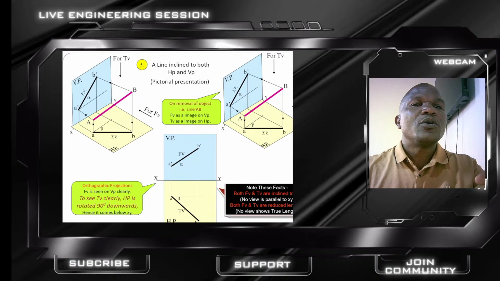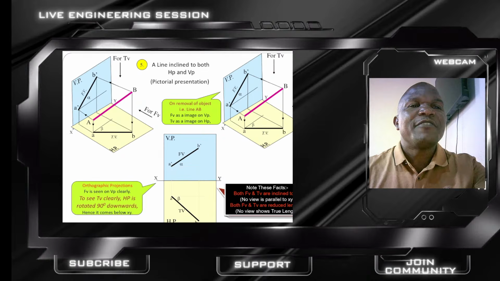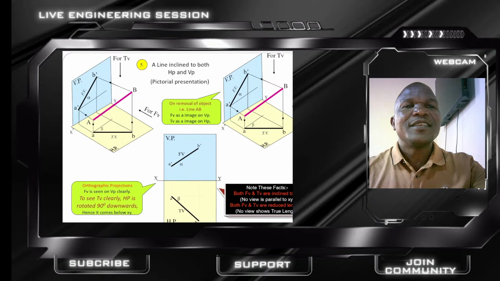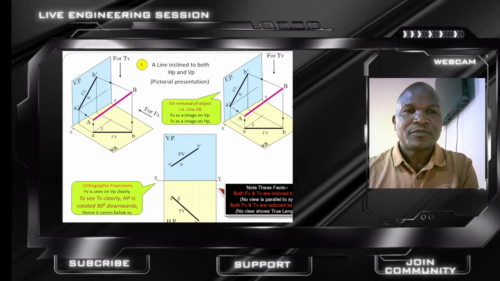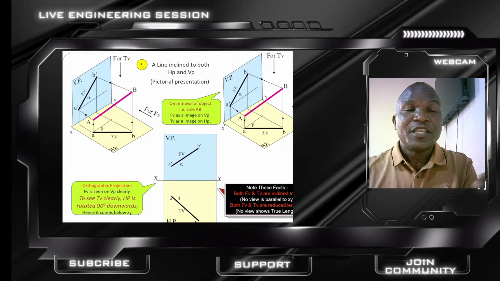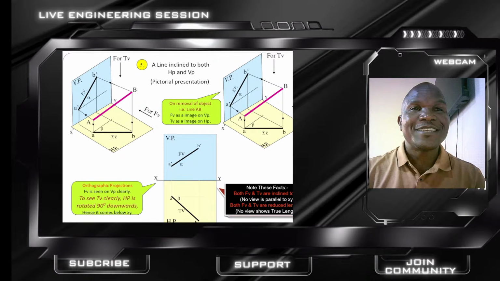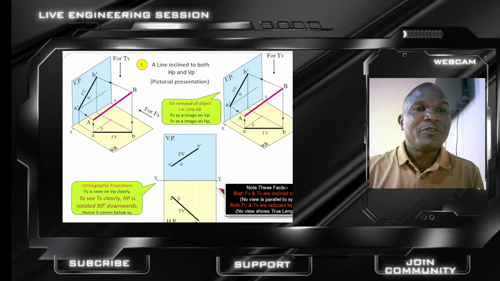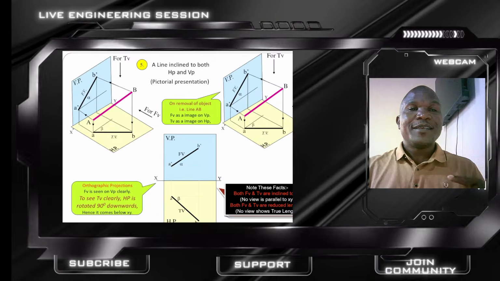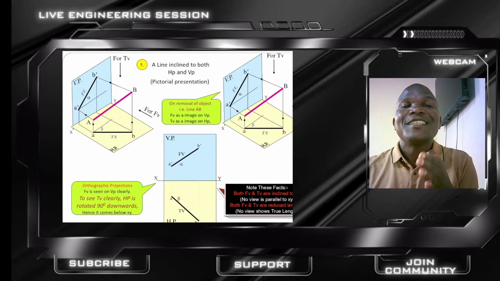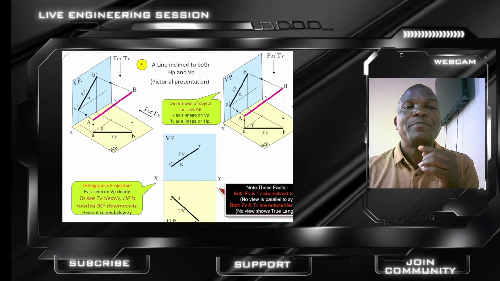Now observe the difference. The point is below the HP. So what do we get here? The front view goes below the XY as illustrated here, and the top view comes above the XY. Same process, only the direction changes. That is the pattern.